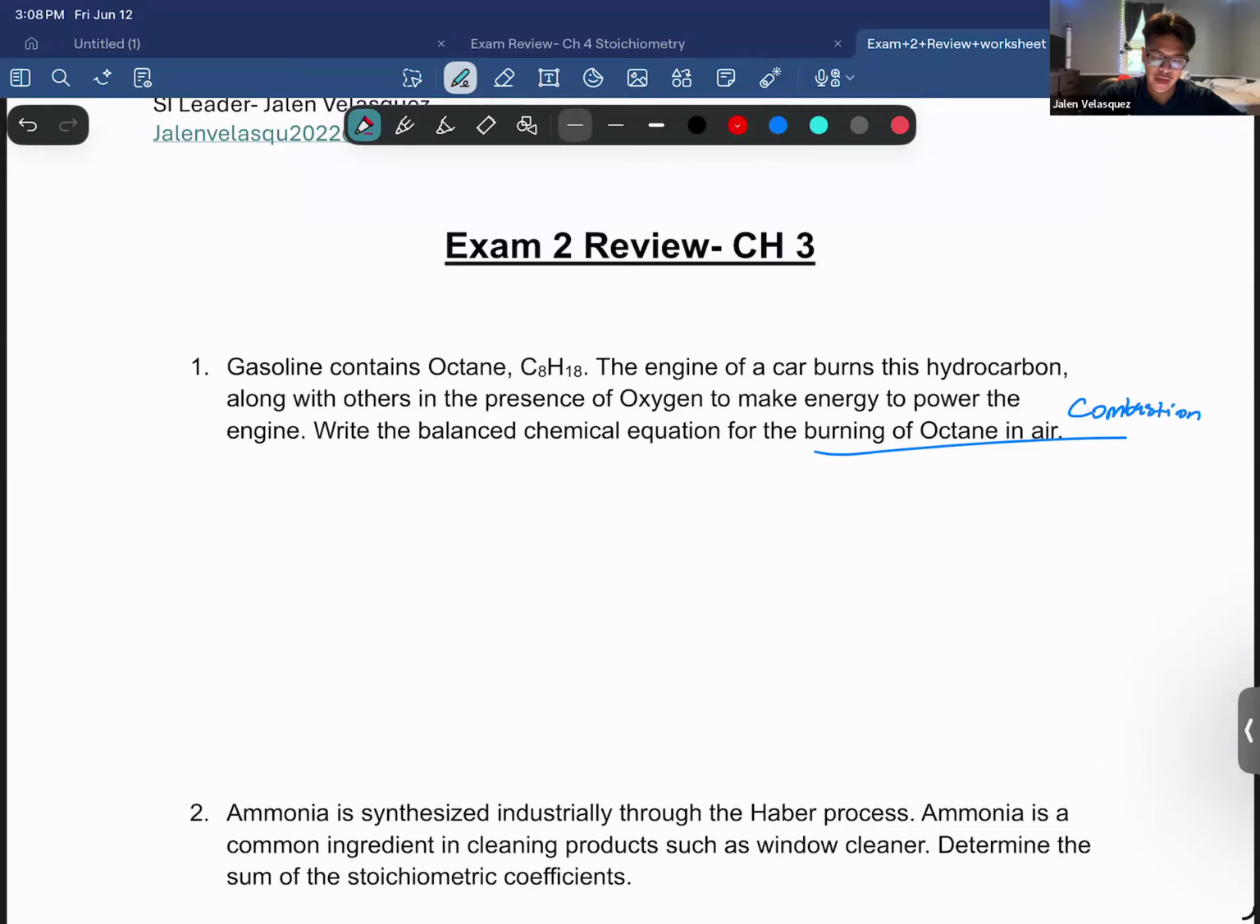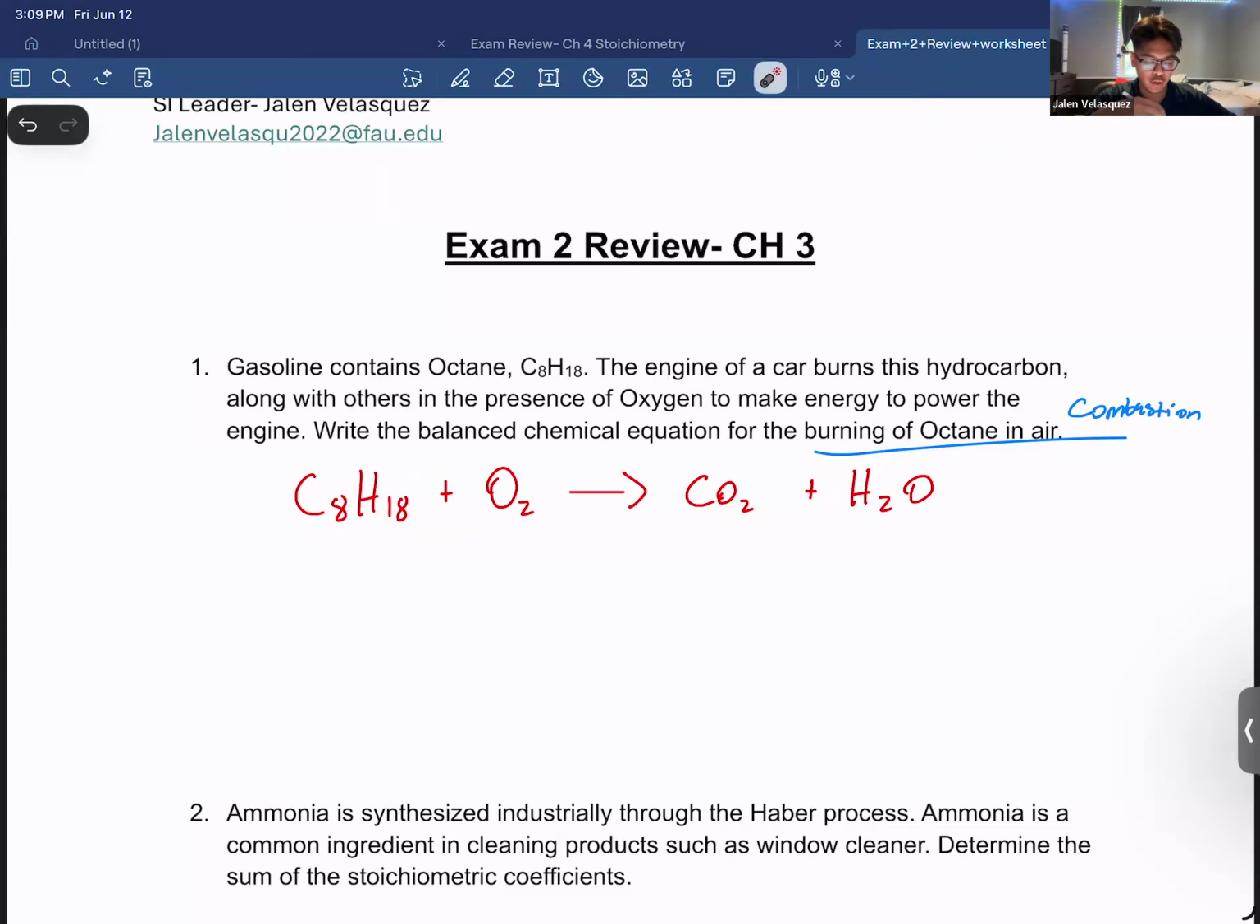So, the reactants of a combustion reaction will be a hydrocarbon. So we have octane. It burns in air. Air is oxygen, right? O2. And you need to know the products of combustion are going to be carbon dioxide and water. Okay. And so I'm tasking you with balancing this equation, right?